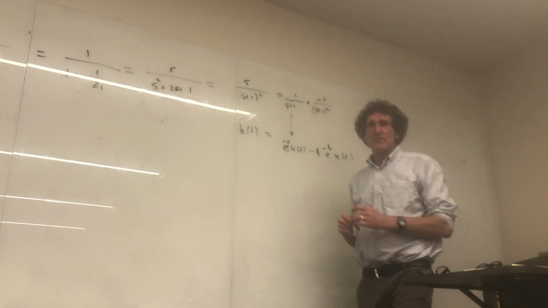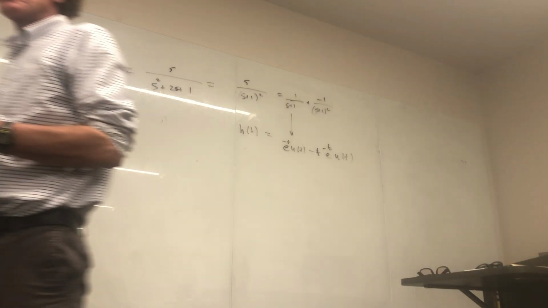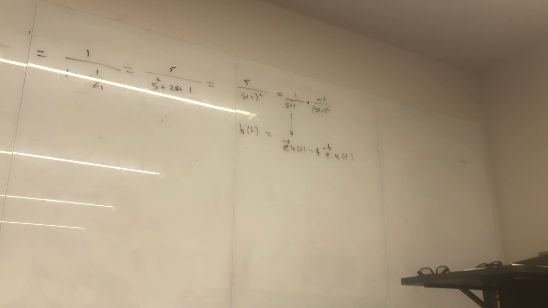Now, what input did they give you for this one? This is a good problem. The input v of t equals e to the minus 2t. All right, we can do that.